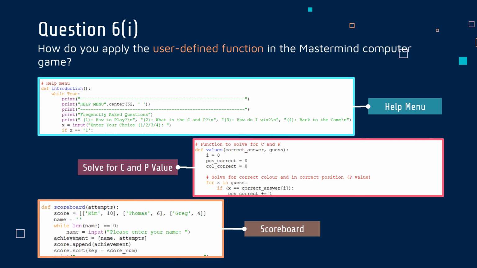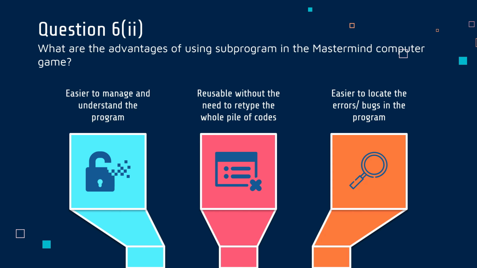So how was the user-defined function used in the Mastermind computer game? Well, we used user-defined functions in the help menu, in solving the C and P values, and also in the scoreboard. With subprograms, which are also known as user-defined functions, the advantage is that it makes it easier to manage and understand the program, and it is reusable without the need to retype the whole pile of code again. It is also easier to locate the errors and bugs in the program.